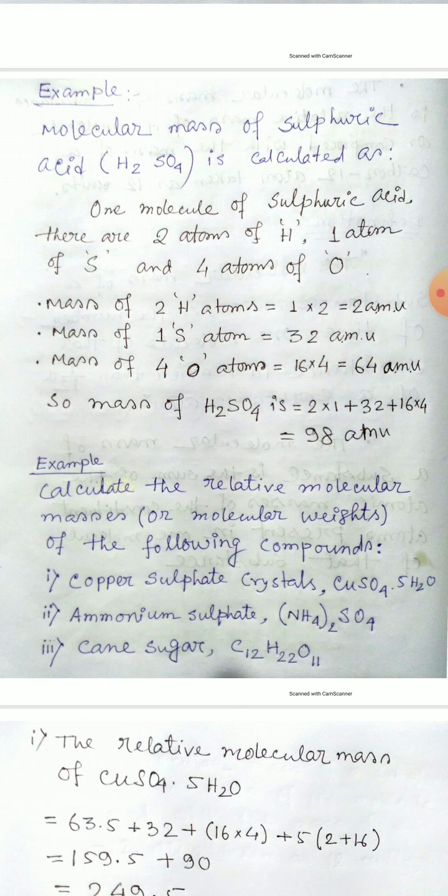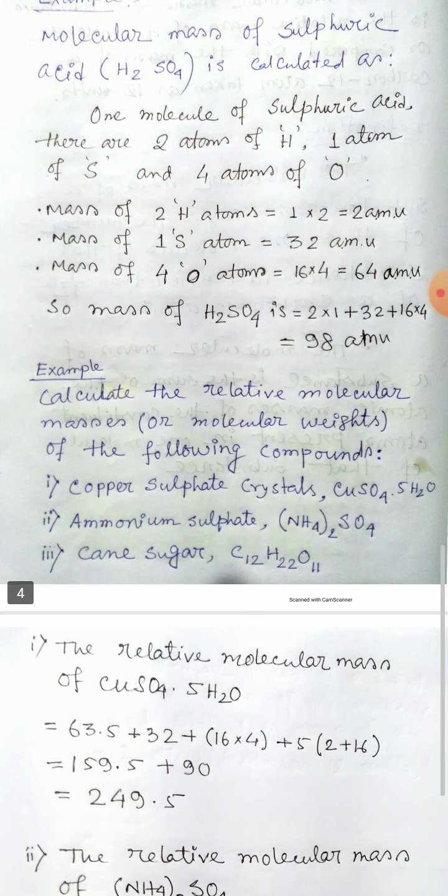We know that mass of one hydrogen atom is 1 AMU, so for two hydrogen atoms 2 AMU, mass of one sulfur atom is 32 AMU, and mass of one oxygen atom is 16 AMU. So mass of four oxygen atoms is 16 into 4, that is 64 AMU. Total mass of H2SO4 is 2 plus 32 plus 64, that is 98 AMU. So the molecular mass of H2SO4 is 98 AMU.